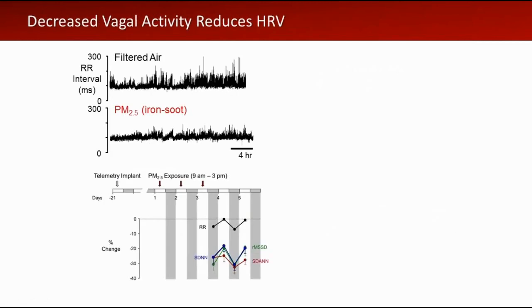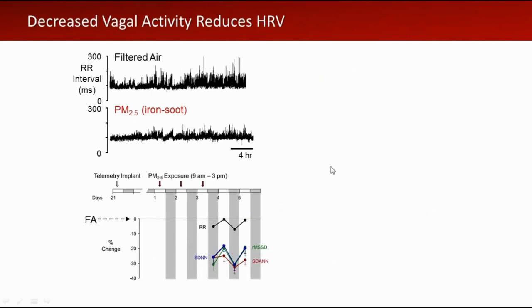But our lab is also interested in the mechanisms underlying this. So how do we, as a result of air pollution, get a reduction in heart rate variability? Here's another study that our lab did. Here's, again, a filtered air tachogram. You're seeing some nice swings in your R interval that look pretty variable compared to this PM 2.5, particulate matter, tachogram from another study that we did. You can see a blunted tachogram here, and these were again exposed for 3 days. Compared to the filtered air controls, we saw a reduction in all three of our heart rate variability parameters.